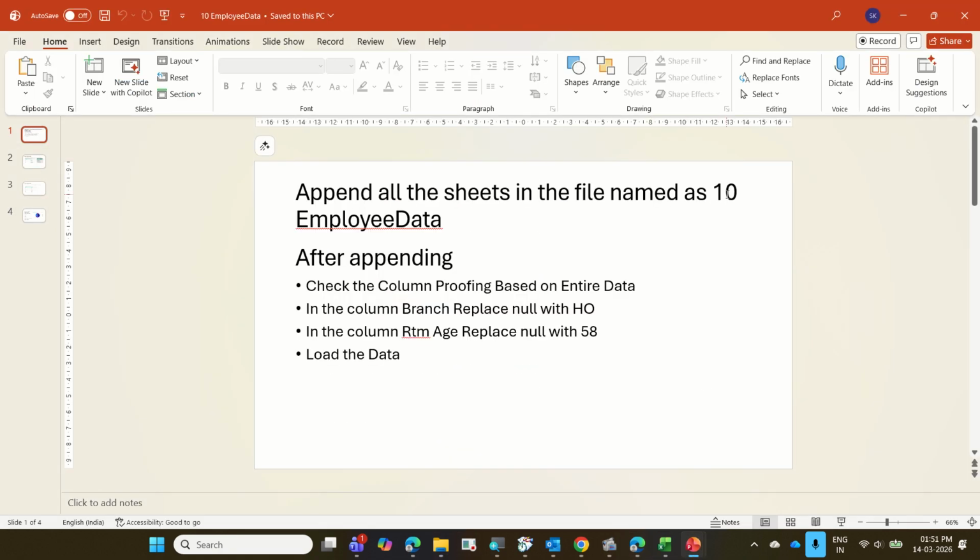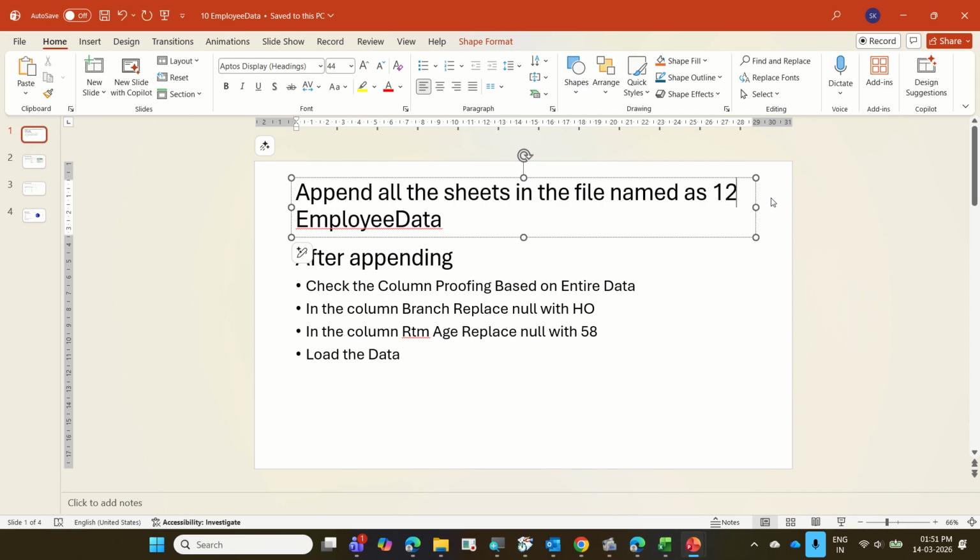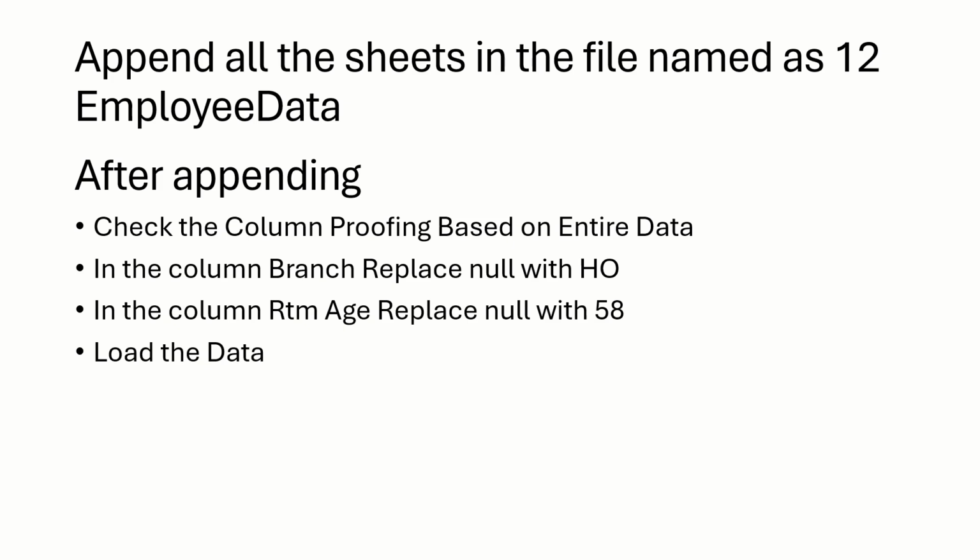What you are going to do is append all the sheets from the file named 12 employee data and make it as one sheet. After that, you have to do one more thing: column profiling based on the entire data set. Wherever the branch name is null, replace it with HO. Wherever the retirement age is null, replace it with 58 and then load it.